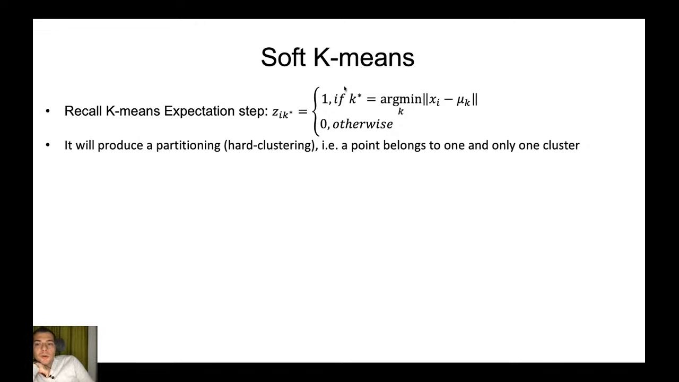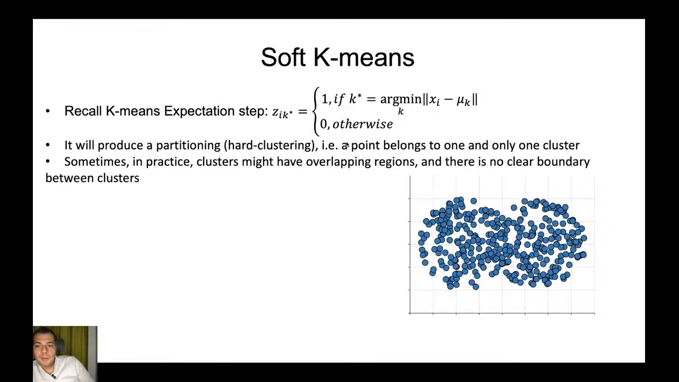So there are some variations of k-means that improve the results on these cases. The first variation is to use soft k-means. In the standard algorithm, we use this assignment function z of i and k star with 1 and 0, which generates a hard clustering. And in practice, this idea of soft clustering is motivated by the fact that some clusters might have overlapping regions.